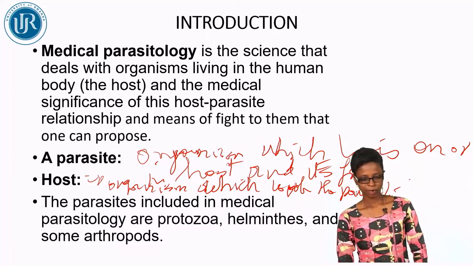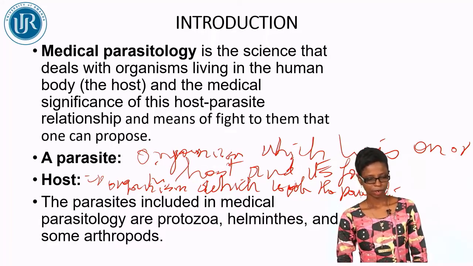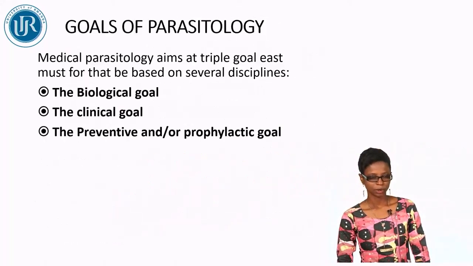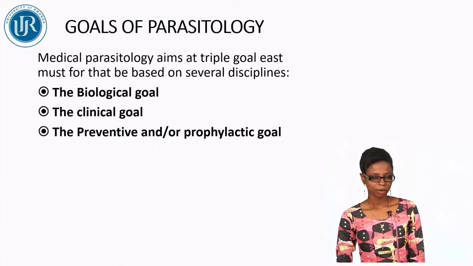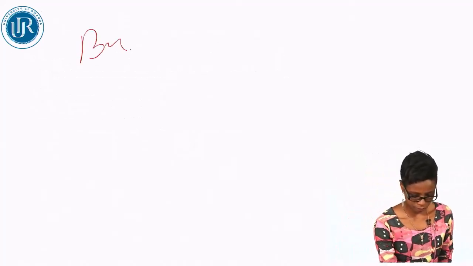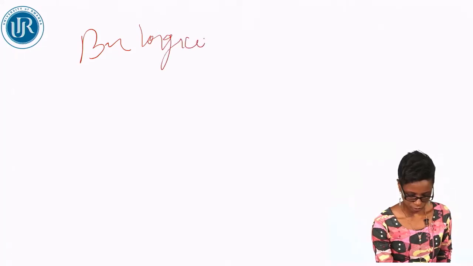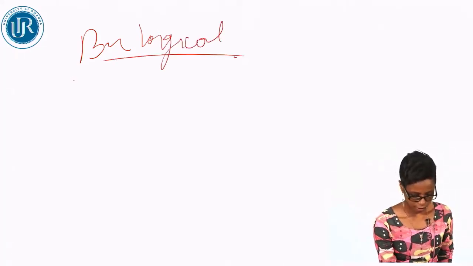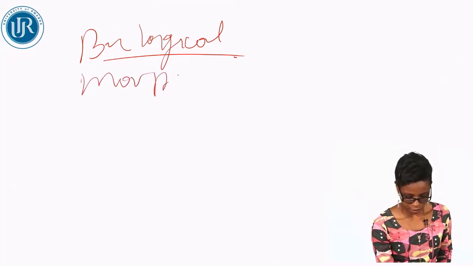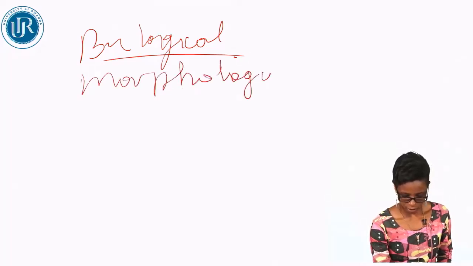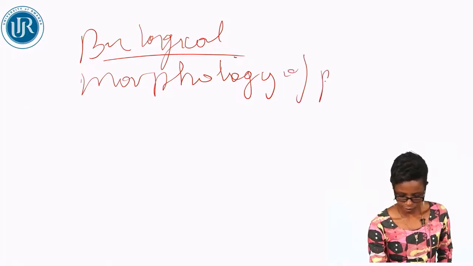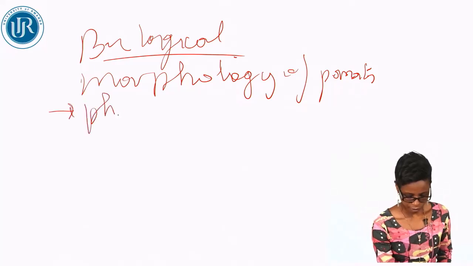When we talk about the different parasites which can be included in medical parasitology, we have protozoa, helminths, and also some arthropods. Parasitology has three goals: the biological goal, the clinical goal, and the preventive goal. For the biological goal, we have to know about the morphology of the parasite and the physiology of the parasite.